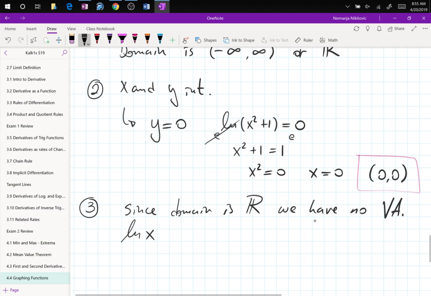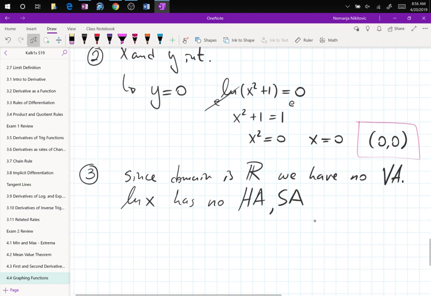ln x has no asymptotes by default. No horizontal, no slant asymptotes. Slant asymptotes actually exist only in one case, and that is when you divide polynomial by polynomial. That's the only case when you have it, for what we call rational functions. So no asymptotes of any kind in this case.